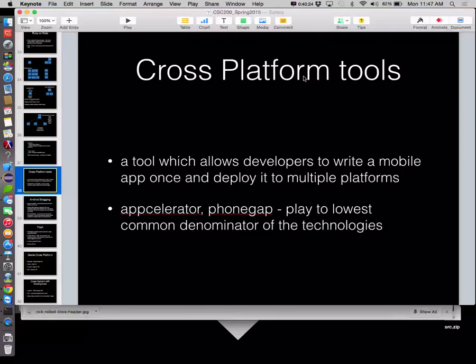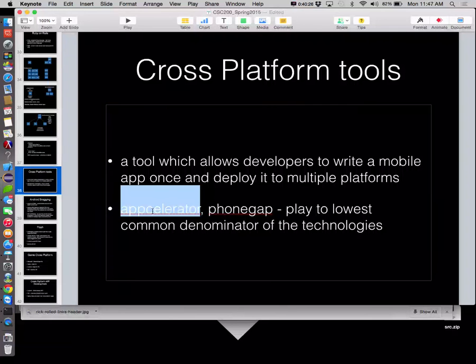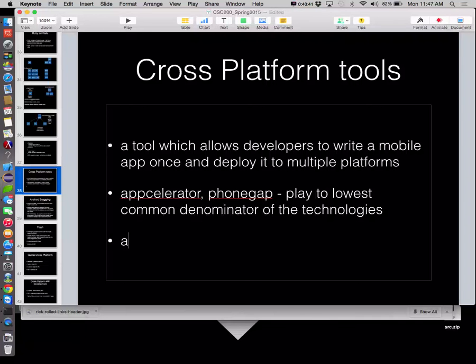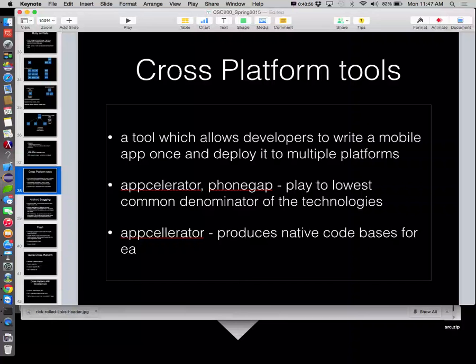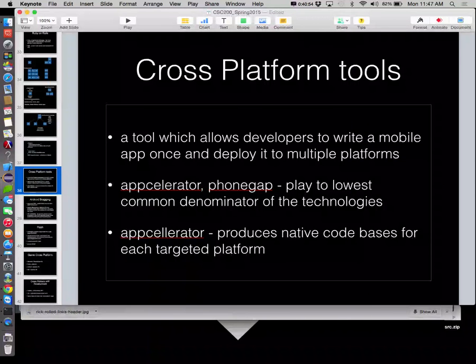Let's see. So I mentioned a couple of classes ago about this idea of something called AppCelerator. So AppCelerator and PhoneGap, they ultimately have the same goal, but they accomplish this in different ways. AppCelerator ultimately produces native code bases for each targeted platform.